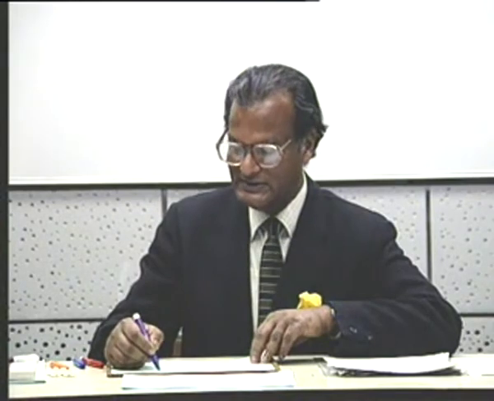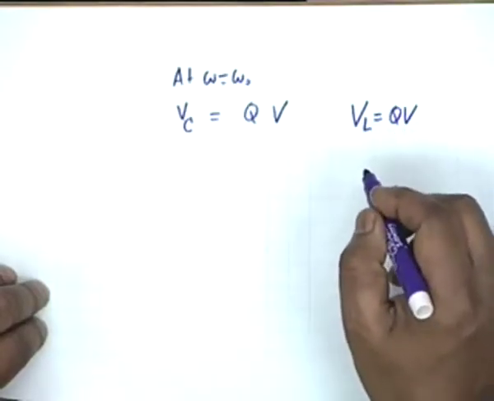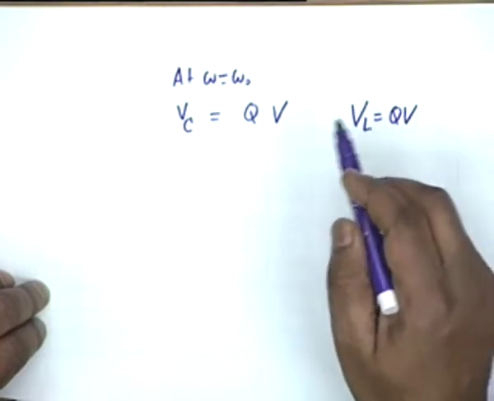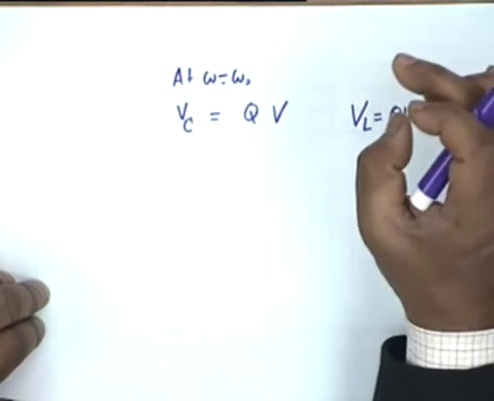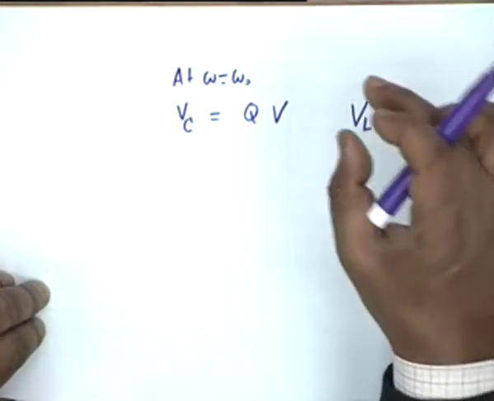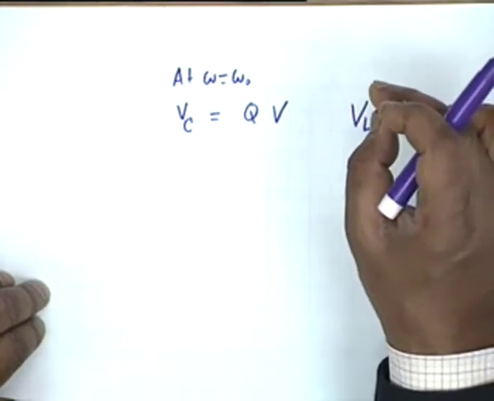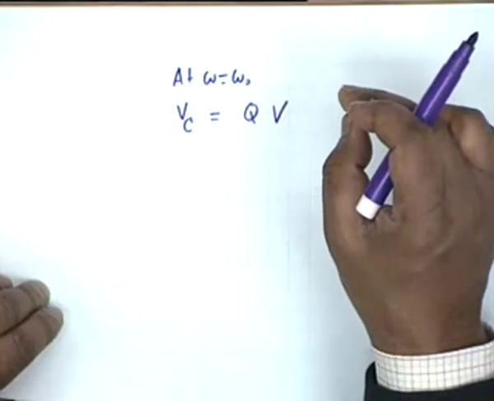You must remember, however, that VL and VC, that they are individually Q times V, should not matter, because one is in opposite phase to the other. So the total voltage across the pure inductance and the capacitance is equal to 0. The total voltage is dropped only across resistance, and that is how the current in the circuit becomes capital V divided by R.